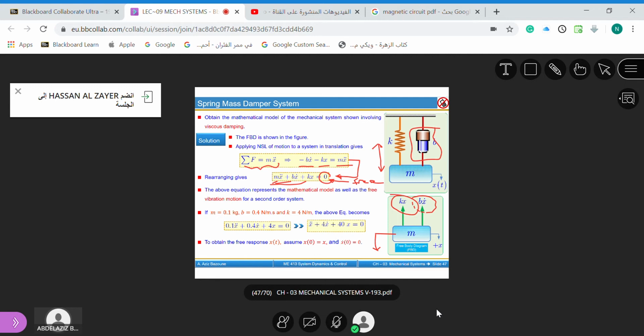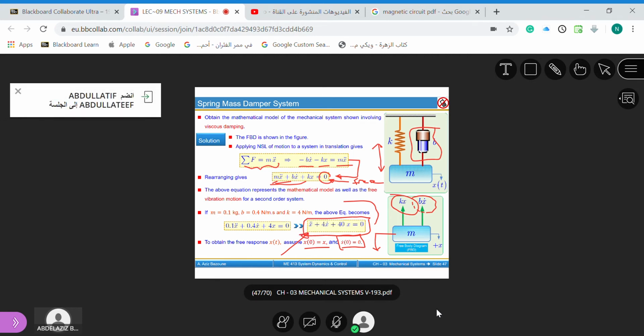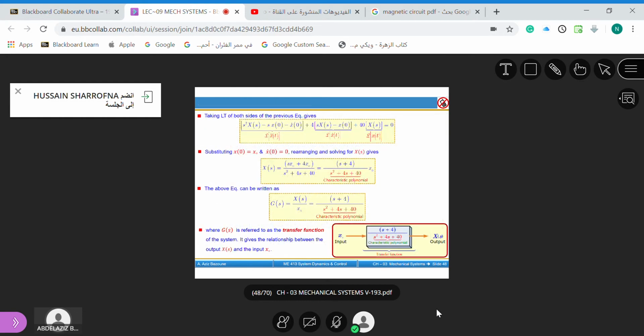Now if we substitute the mass, the damping, and the stiffness, we end up with this equation here. If we assume initial conditions x0 equal to x0 and initial velocity equal to 0, you already covered this in chapter 2. It turns out to be solving a differential equation in the s domain using Laplace transform, and you know the solution. So we take the Laplace transform of both sides.